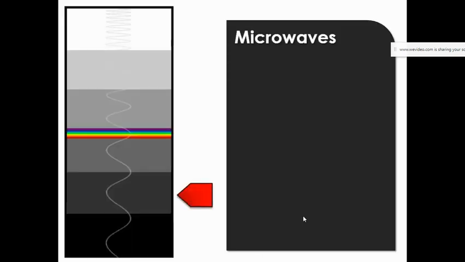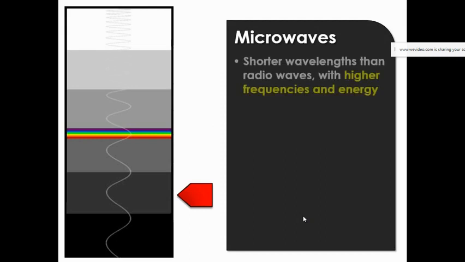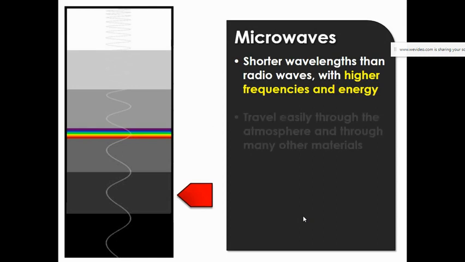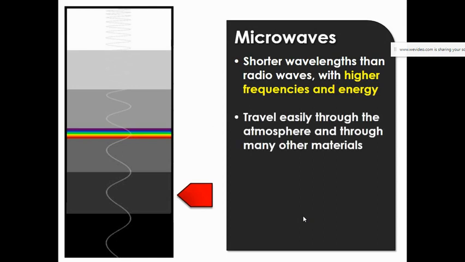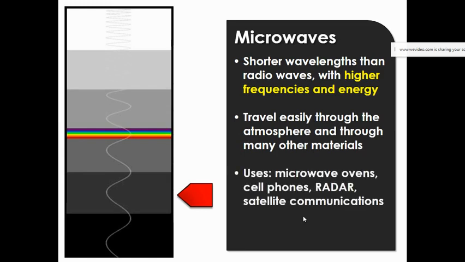The next step is microwaves, a little bit shorter wavelength than radio waves and a little bit higher frequency and energy. These easily travel through the atmosphere and through many other materials. The uses of microwaves are microwave ovens, cell phones, radar, and satellite communications.